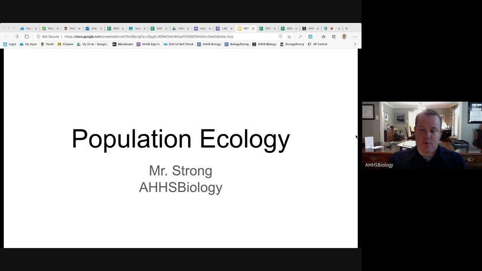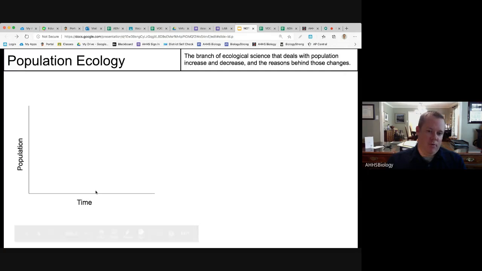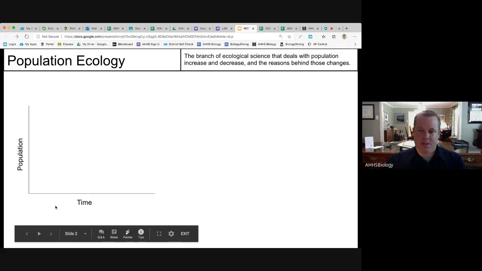All right, so if we were going to define population ecology, it is the branch of ecological science that deals with population increase and decrease and the reasons behind those changes. The most common graph that you will see, although there are some others like kind of weird survivorship curves, is a graph of the population over time. That time can be days, weeks, months, or years. All I really put is time right there because it depends on what kind of organism you're thinking about. And I'll start drawing on that graph in just a second.